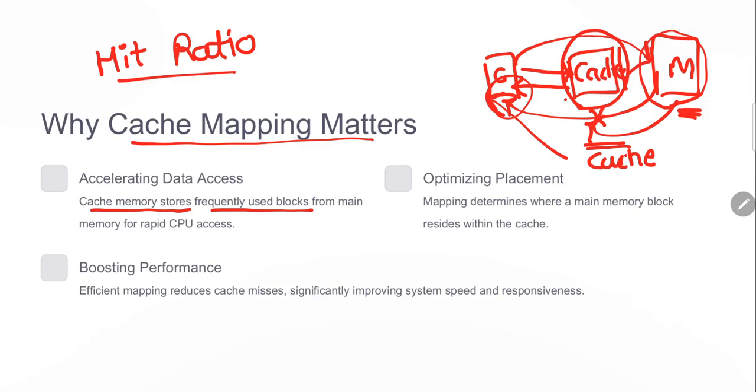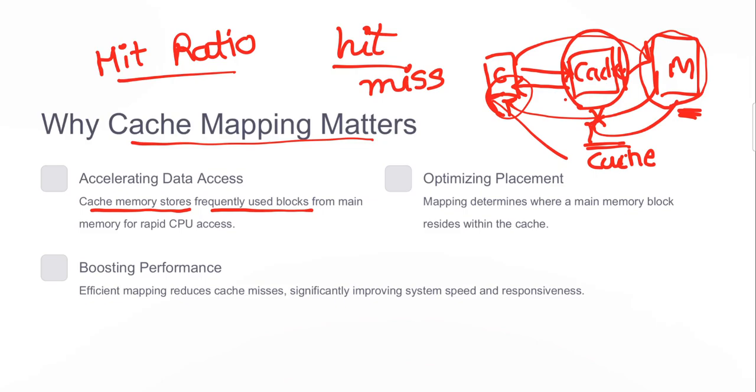Hit ratio is about when the CPU refers to a particular word, it first refers to the cache. If it is available in the cache, then it produces a hit. If that particular data is available in the cache, it is called a hit. If that particular word is not found in the cache and it is in the main memory, it is counted as a miss. So you understand what is a hit and what is a miss.